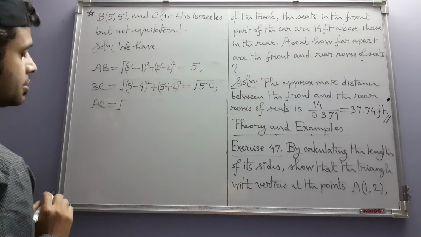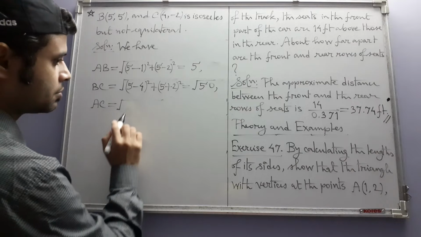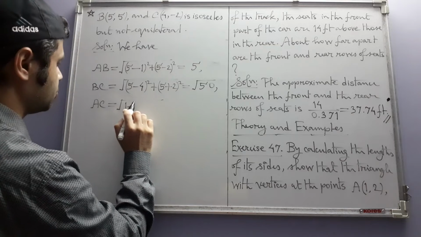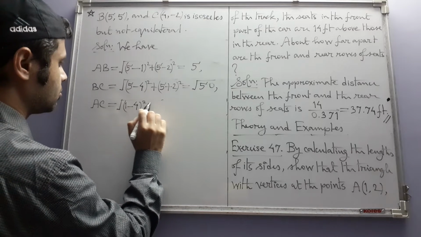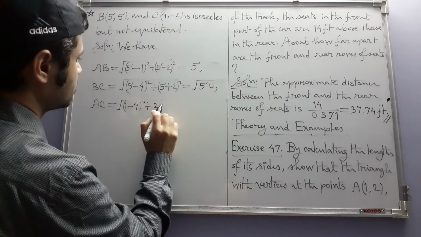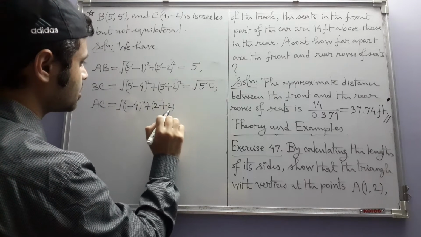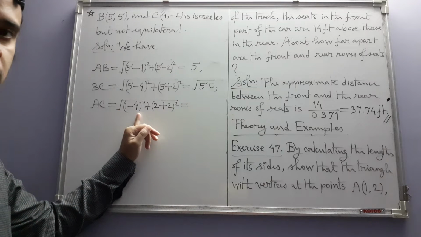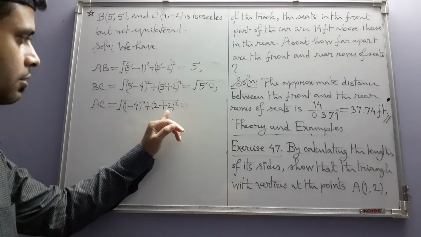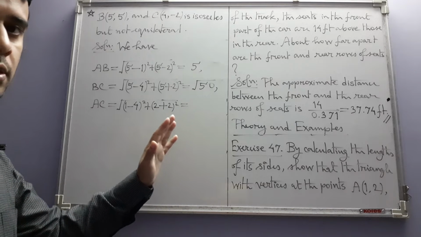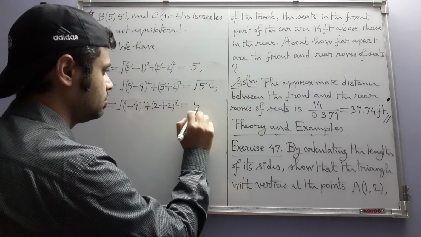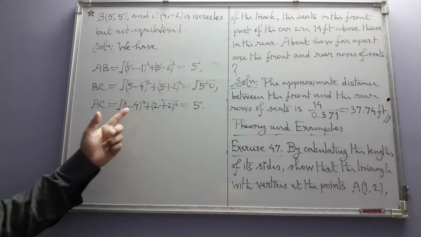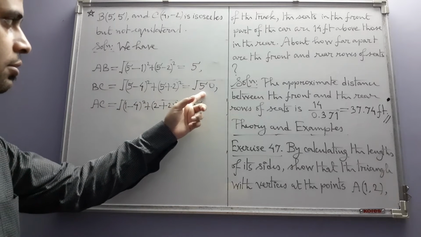And then the length of the side AC, (1 minus 4) whole square plus (2 minus 2, means plus 2). So this is minus 3 whole square 9 and 4 square 16. 9 plus 16 is 25. So this is again 5. So we can see that AB is equal to AC, but they are both different from this length BC.